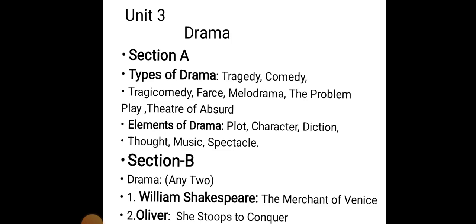And his work, The Merchant of Venice. Students, when you study The Merchant of Venice, you will really enjoy it, because William Shakespeare has written in such a way that he provokes thought and concepts, and you will be able to understand and enjoy the drama. Second, you are going to study Oliver Goldsmith's She Stoops to Conquer. So these are the writers. And let's move ahead.